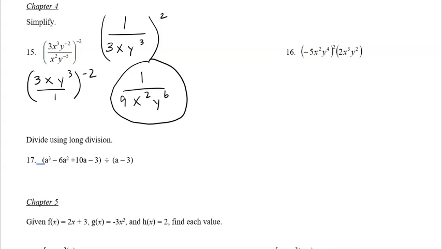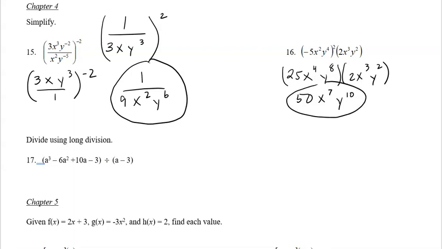So for 16, before you multiply, make sure you take care of exponents. So I'm going to raise everything in here to the second power. So negative 5 squared is 25. x to the second raised to the second makes x to the fourth. This makes y to the 8th. And now I can multiply these two together. So the coefficients times each other, 25 times 2 is 50. x to the 7th. When you're multiplying like bases, you add exponents. And y to the 10th.